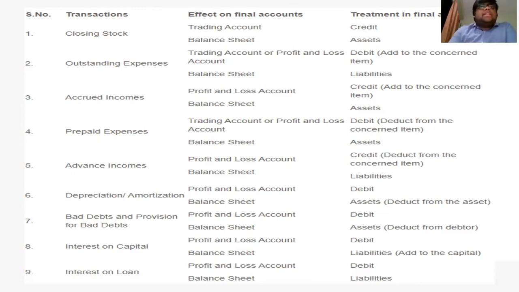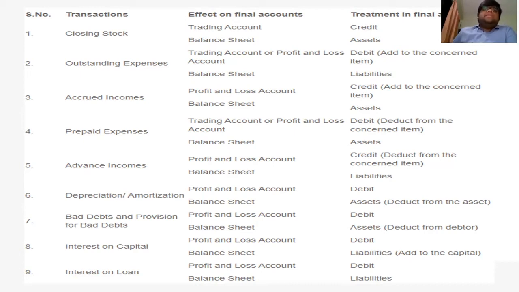So the third one here is the accrued incomes. So accrued incomes are those incomes that are earned but not yet received. They are the assets of the business. These are shown on the asset side of the balance sheet and added to the concerned item on the credit side of the profit and loss account.